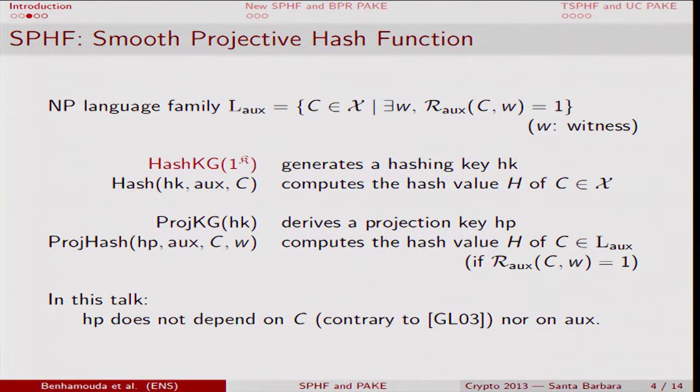Then a smooth projective hash function is defined by 4 algorithms. The first algorithm, HashKG, generates a hashing key. This hashing key enables us to compute the hash value of any word inside or outside the language. In addition, it is possible to derive from the hashing key a projection key, which will enable us to compute the hash value of any word inside the language as soon as we know a witness for this word.